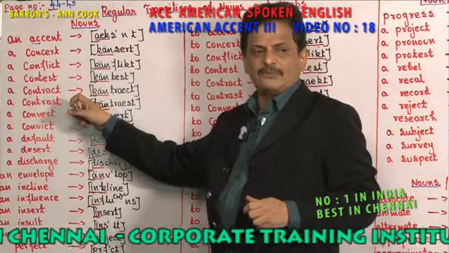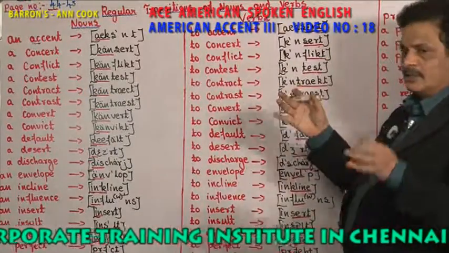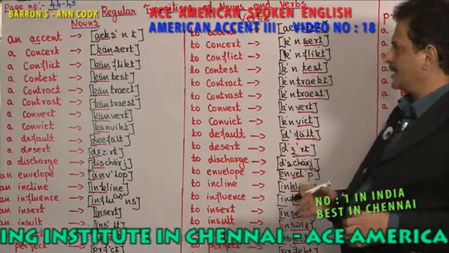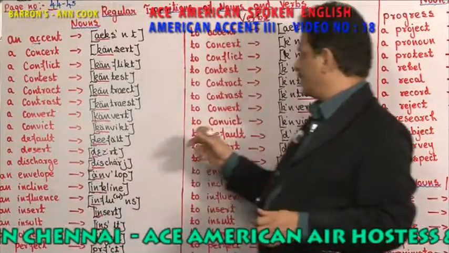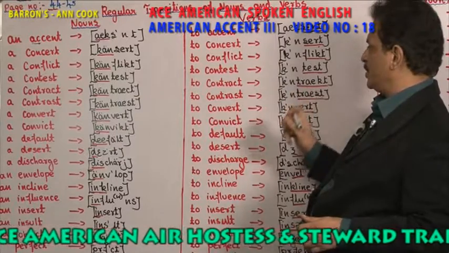Contract. Contract means what? An agreement. So con should be stressed. To contract means to come into a reduced size. To contract. A contrast means something opposite. To contrast, to go against. To contrast, trast should be stressed.